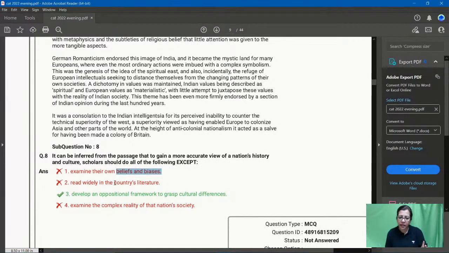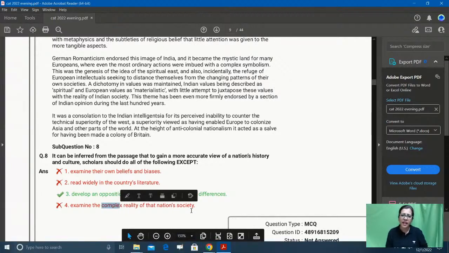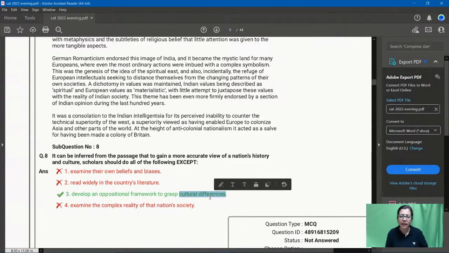Read widely in the country's literature. ये तो होगा ही होगा, literature पे ही तो पूरा passage है. Option 4, examine the complex reality of the nation's society. So I'm going to check complex, but उससे ज्यादा आसान है option 3. Develop an oppositional framework to grasp cultural differences. Cultural differences तो मुझे ठीक लग रहे हैं फिर भी.